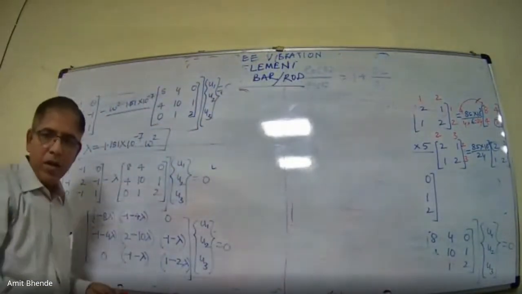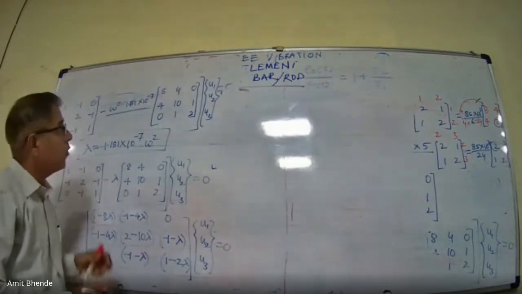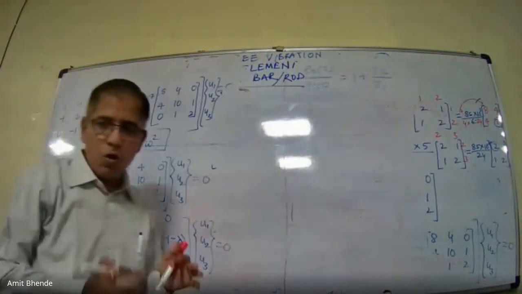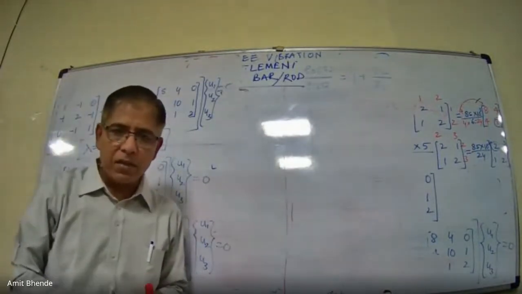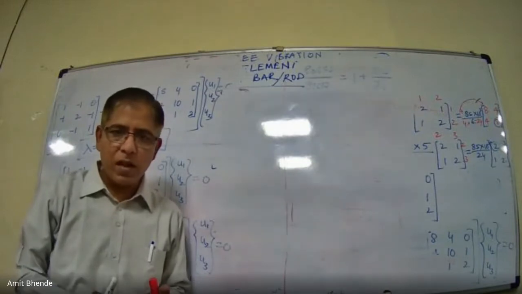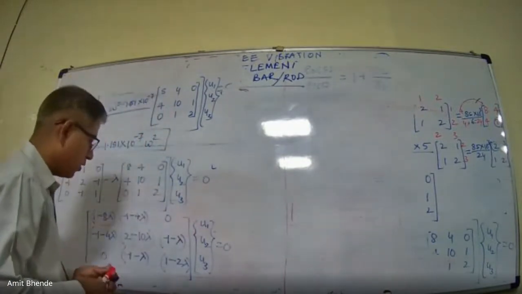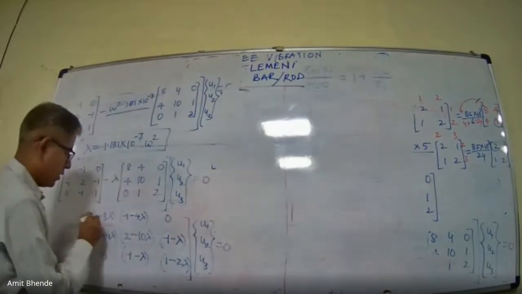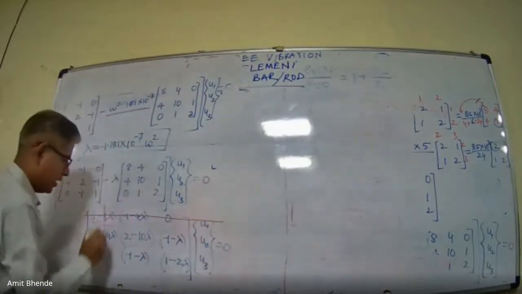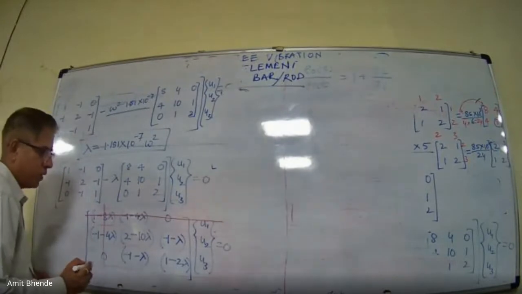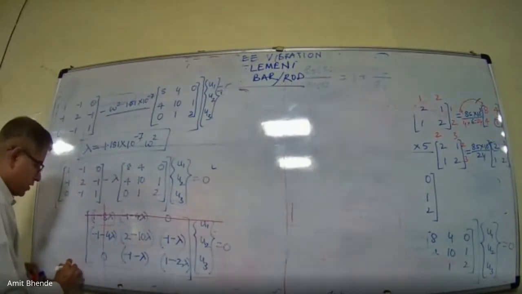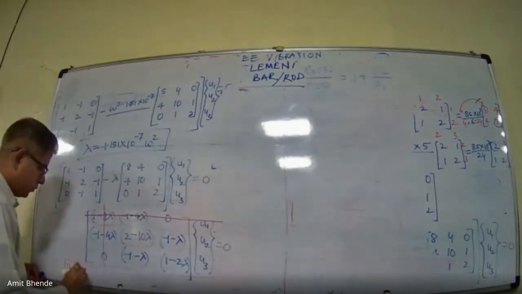Now we will apply the boundary conditions. Now in this problem, node number 1 is completely fixed. So no displacement is allowed in node number 1. So what we'll do, we cancel out the row number 1 and column number 1. So this and this will get cancelled because u1 is equal to 0.